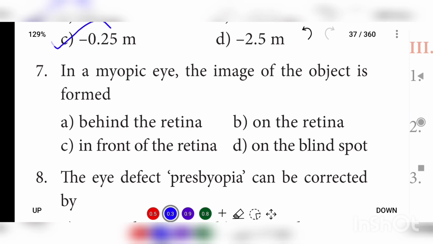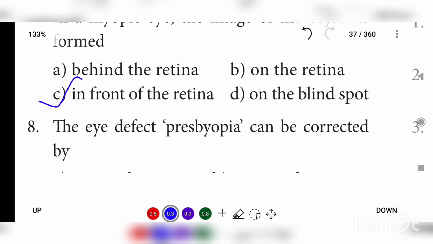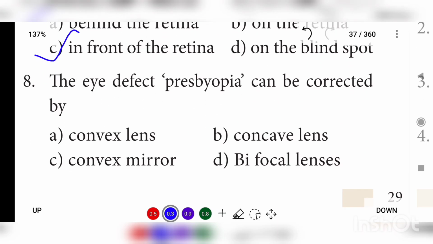Seventh one, in a myopic eye, the image of the object is formed. Answer, in a myopic eye, the image of the object is formed in front of the retina. Option C. Eighth one, the eye defect presbyopia can be corrected by. Answer, the eye defect presbyopia can be corrected by option D, bifocal lens.